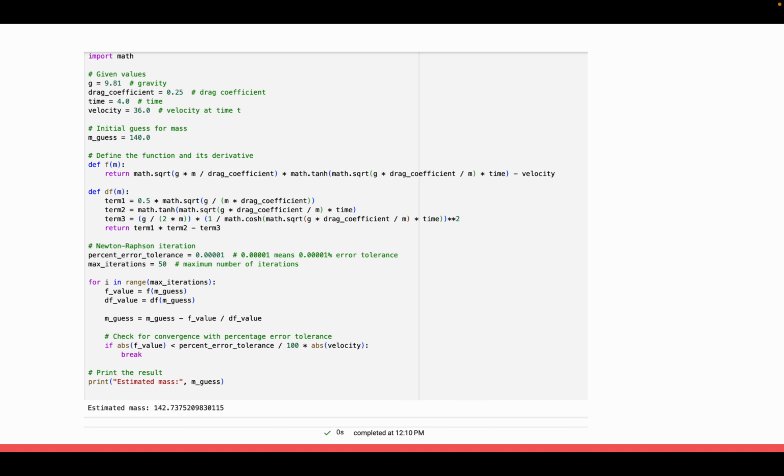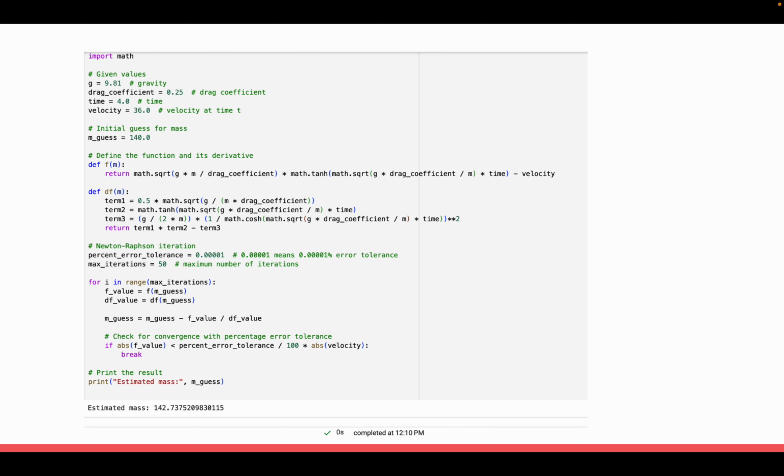So for starters, I defined all of our variables: 9.81 for gravity, our 0.25 kilograms per meter drag coefficient, our free falling time of 4 seconds, and our velocity of 36 meters per second squared. Or pardon me, just per second. The book used an initial guess of 140 for the bungee jumper's weight, which I thought was a really good guess, but when I used a mass of 1, I received a similar result. And I say really good guess because the estimate is 142. So starting at 140, it just seemed a little too close.